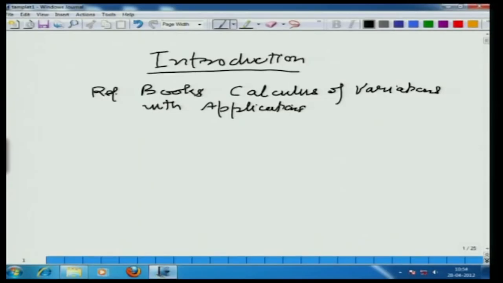On calculus of variations, we will be covering many aspects: how the study of calculus of variations started and what the applications of the theory developed for this are, that is what we will be discussing. So, in this first lecture, we will give some introductions of problems arising in calculus of variations.